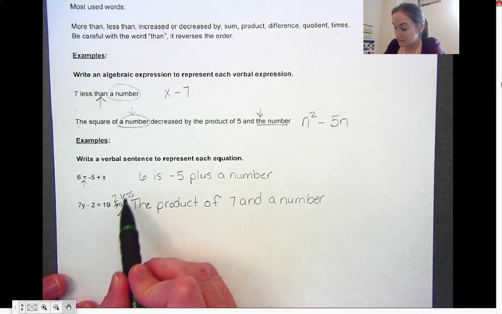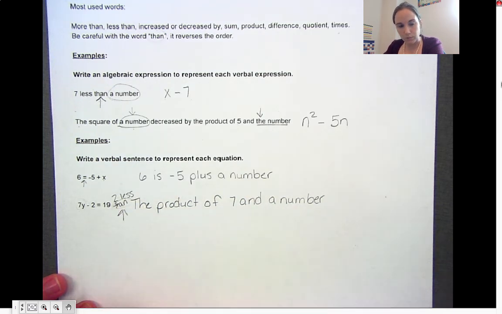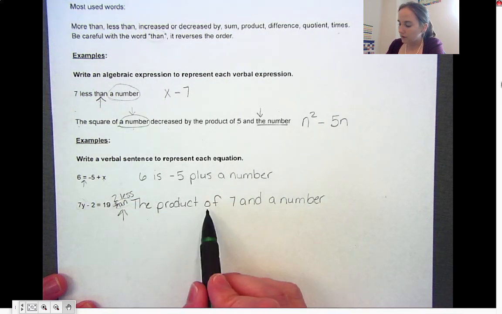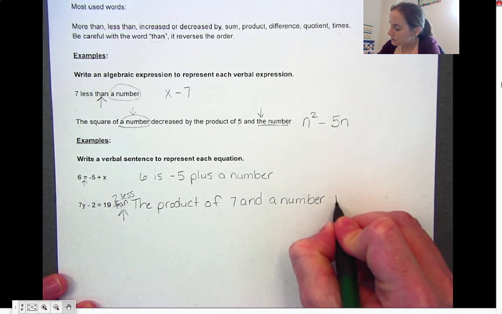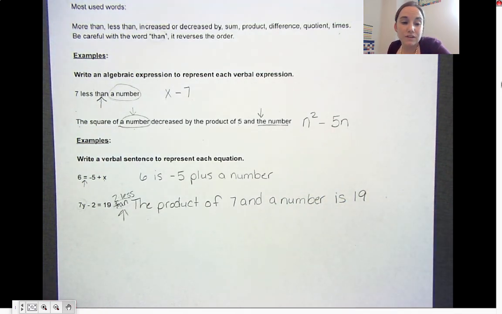That way, if I say 2 less than, that means the 2 would come second, or it come last, or after. Okay, 2 less than the product of 7 and a number is 19. You could also say the difference of 7 times a number and 2 is 19. That would also be okay. There are many ways to write these. These are just a few examples, so try them out.